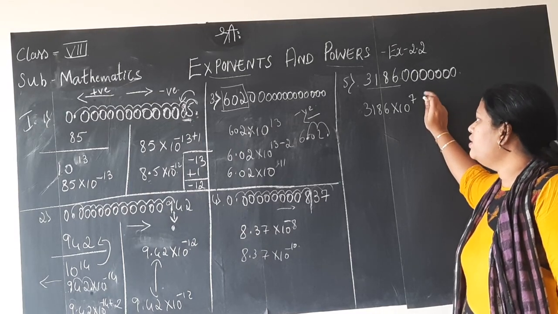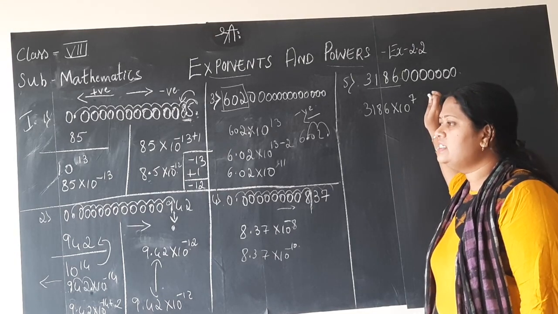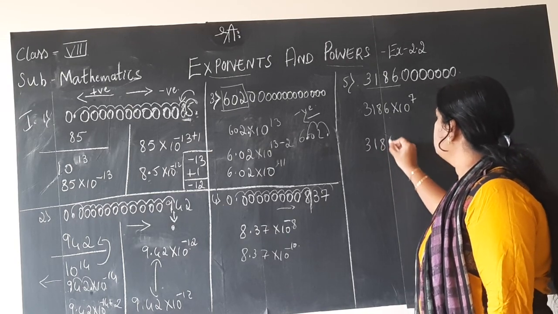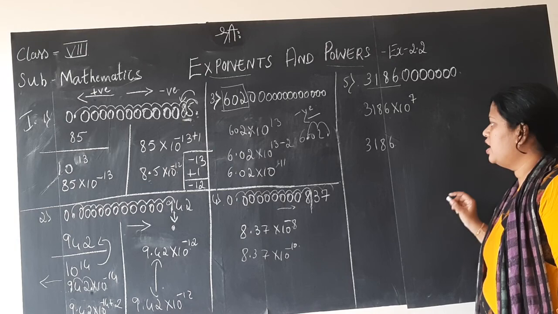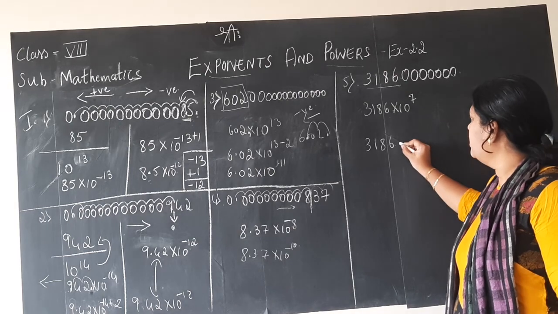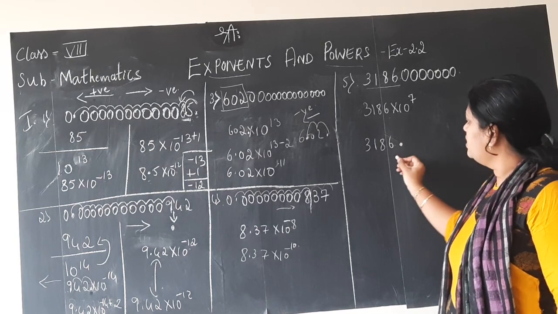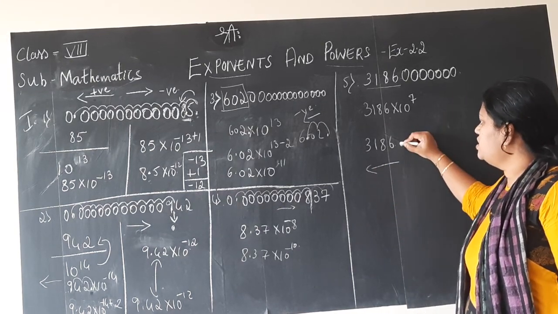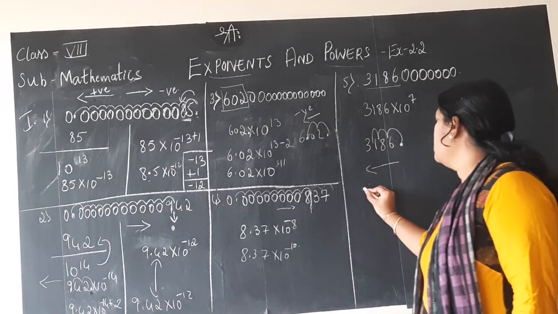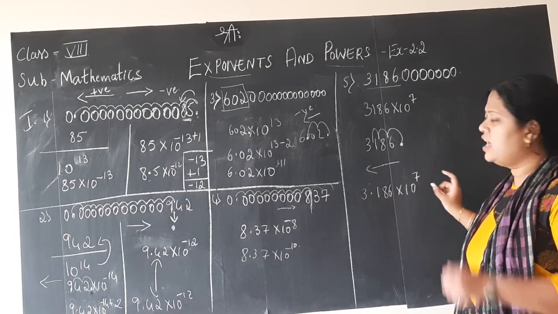Now, I don't want to make your work easy. So what I do is, I don't want 3186. Instead, I want 3.186. So to make this 3186 into 3.186, children, you don't have any decimal point. In that case, where will be the decimal point? Here at the end. So you are shifting the decimal place in the backward direction. How many decimal places to come here? 1, 2 and 3 decimal places you are shifting. So it will be 3.186 into 10 to the power 7 as it is.